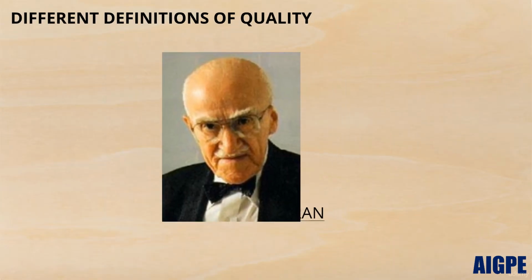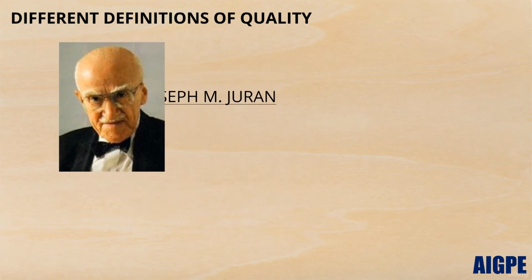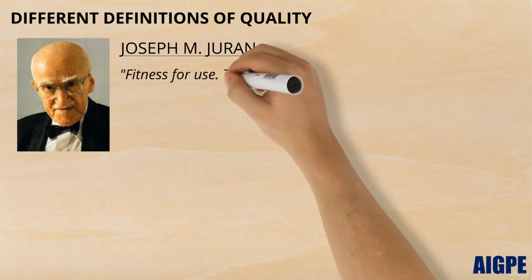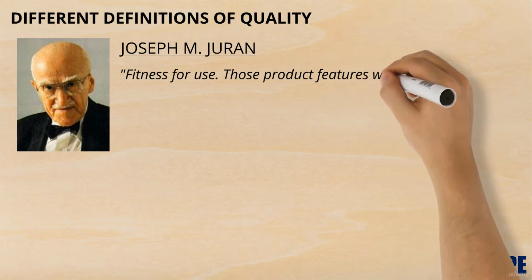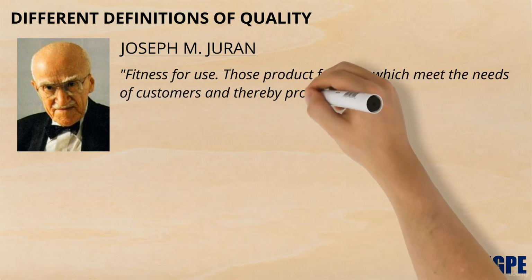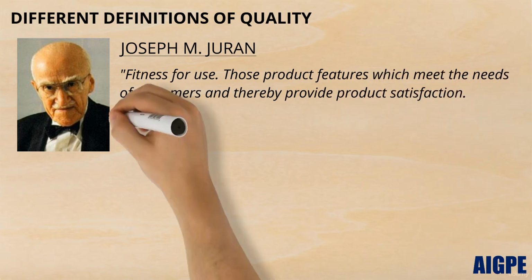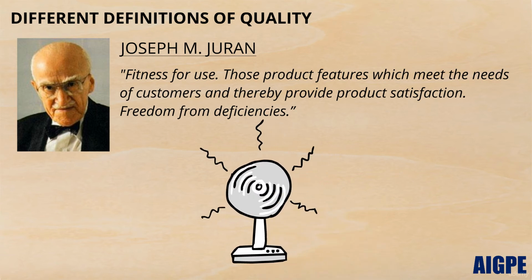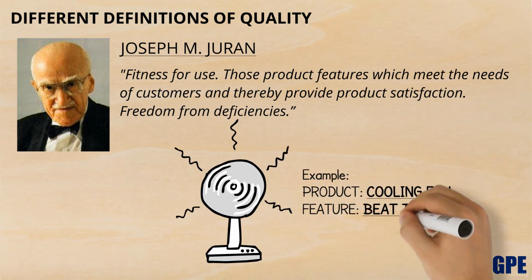Joseph M. Juran, one of the influential quality gurus, defined quality as fitness for use. Those product features which meet the needs of customers and thereby provide product satisfaction. It is all about freedom from deficiencies.